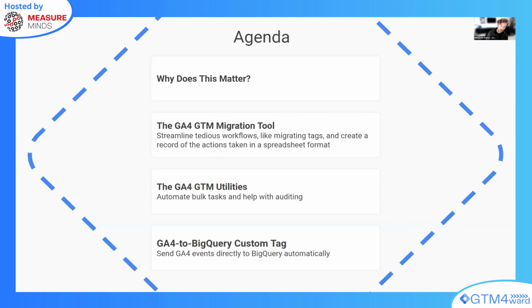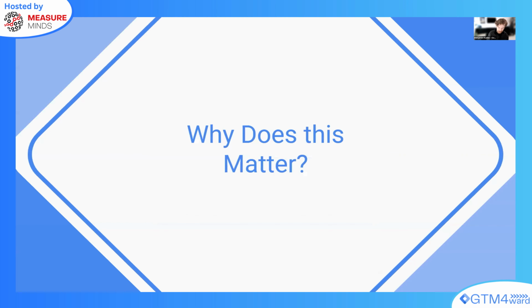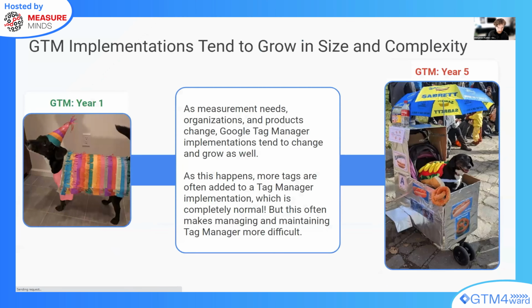So without further ado, why does this matter? Why are we even talking about this stuff? Well, I'm sure many of you have noticed that GTM implementations tend to grow in size and complexity over time. As measurement needs in organizations and even products change, as we've seen with Universal Analytics and GA4, Google Tag Manager implementations tend to change and grow as well. I've seen this time and time again.